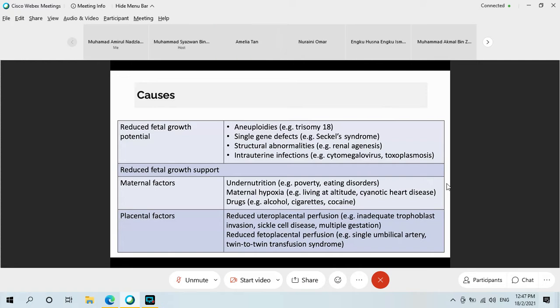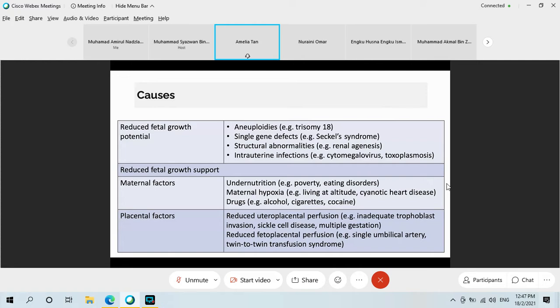So why do we need to know all these causes? It is because we need to determine the cause when we suspect the patient has fetal growth restriction in the baby, even during pregnancy. So we need to know the diagnosis and then treat the underlying disease so that we can improve the outcome. If we can treat earlier, then the outcome should be better.